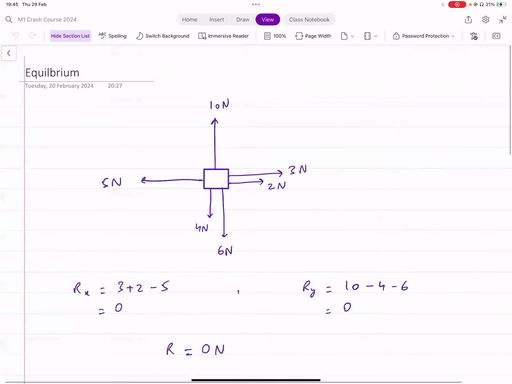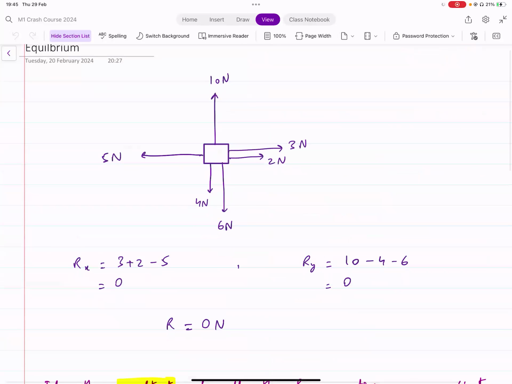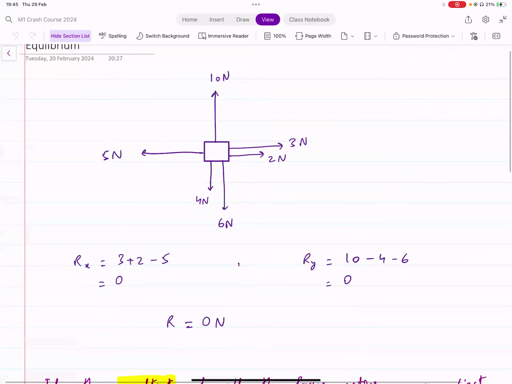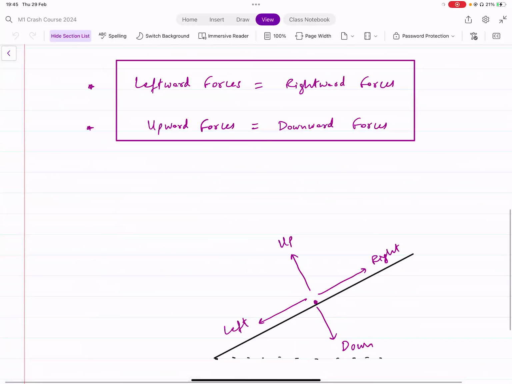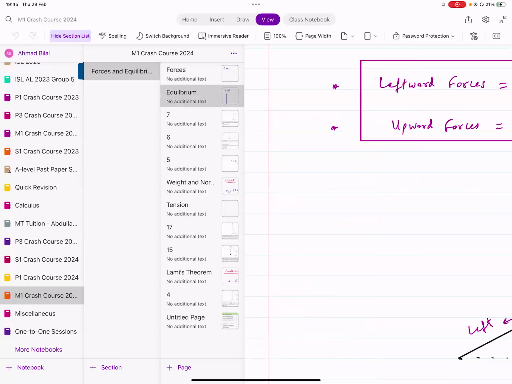We talked about equilibrium. When the resultant of all the forces acting on an object is zero, the object is said to be in equilibrium. And in that case, we said we would just be equating the opposite forces. The forces acting towards the left side, we would equate them to the forces acting towards the right side, and the upward forces will be equal to the downward forces, right? That's what we do when we have equilibrium. We did some examples of that.